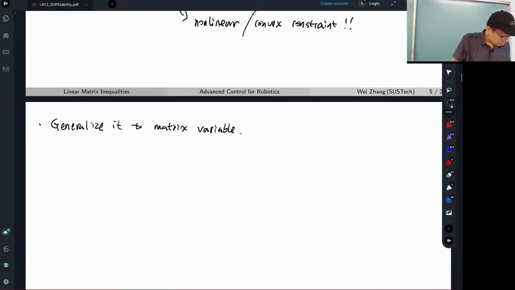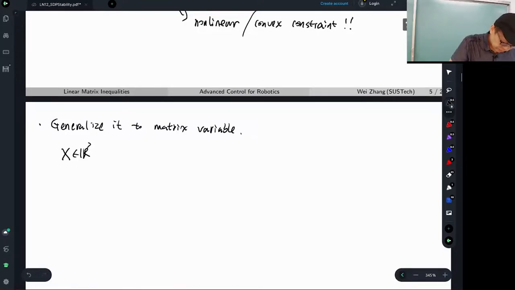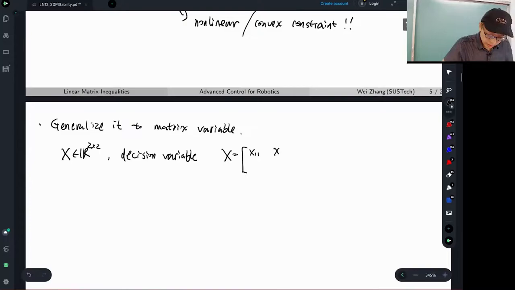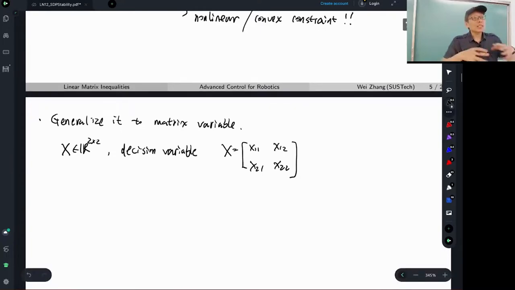Now I'm going to ask you, maybe Yinghan, this case. Suppose now I have a decision variable which is not a small little vector anymore. Let's say this is a 2x2 matrix, okay? It's a decision variable. Let's write it down. It will be x11, x12. I want it to be symmetric, so 2-1 and 1-2 are the same. Let's write 2-1, that's fine. That's 2-2. So this is my decision variable. That's a matrix.